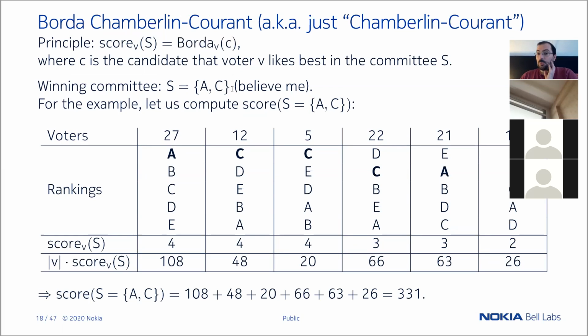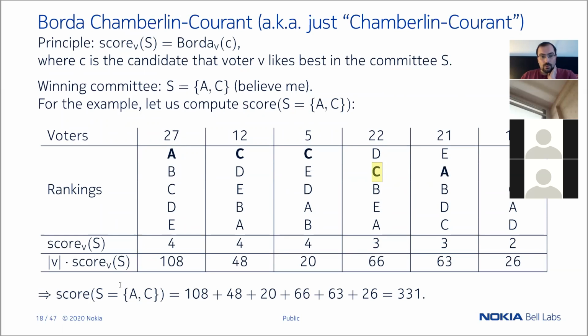And for the example, we can compute the score of this committee. So, for example, these guys have their most liked candidate who is in the committee, which is A. So their level of happiness is the Borda score of A, which is 4, with 1, 2, 3, 4 candidates below A in their ranking. Similarly, the level of happiness of this guy is 4 because they are maximally happy. And the level of happiness of these guys is only 3 because in the committee, the candidate that they like most is C, and C has only 3 candidates below in their ranking.